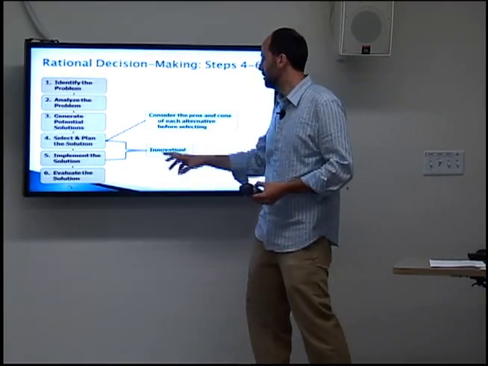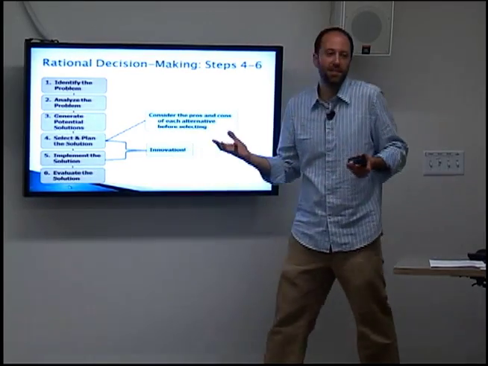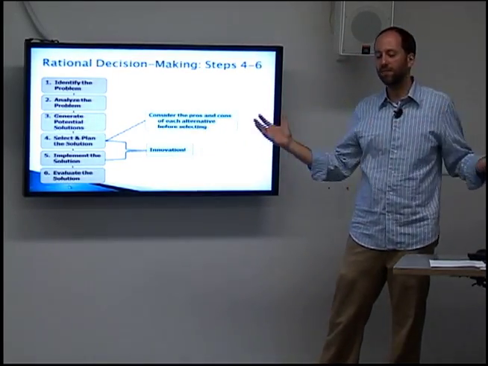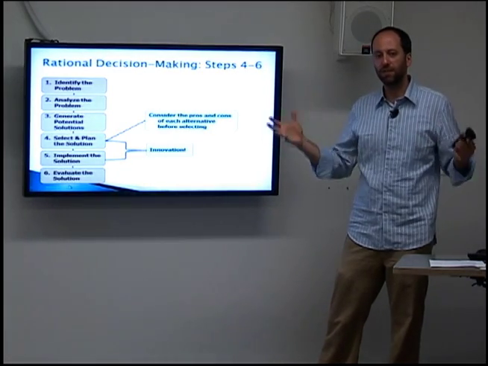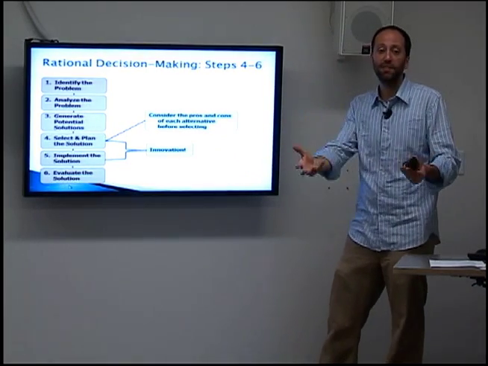And that implementation of a good idea, let's assume it's a creative idea, is essentially what innovation is. Creativity is the process of generating divergent ideas and divergent thinking. Implementing those ideas is what real innovation is.